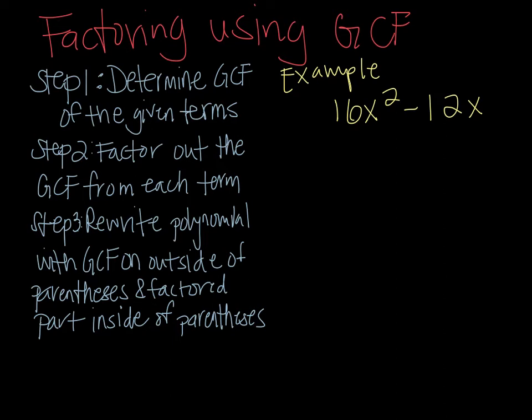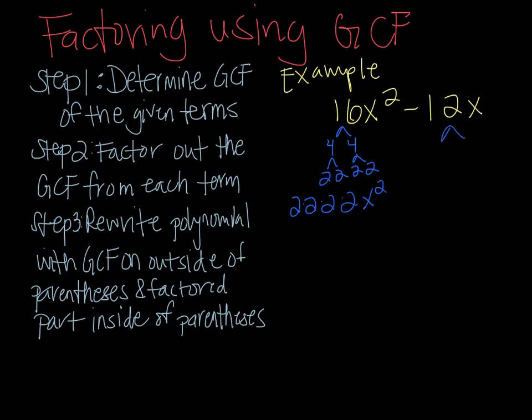Factoring using GCF uses 3 steps. 1, determine the GCF of the given terms. 2, factor out that GCF, and then rewrite the polynomial with the GCF on the outside of parentheses and the factored part inside. So let's start by figuring out the GCF. Remember, to determine the GCF, first we're going to look at the coefficients. So the prime factorization of 16, we'll say 4 times 4. This gives us 2 times 2 and 2 times 2. So we have 2 times 2 times 2 times 2 with x squared.